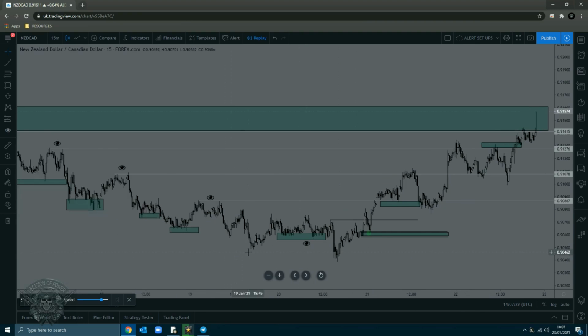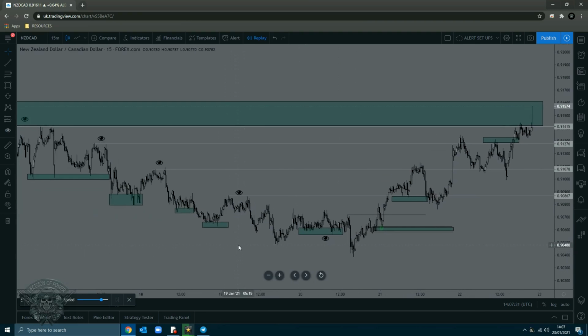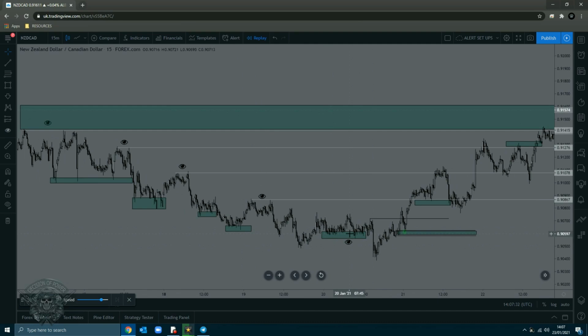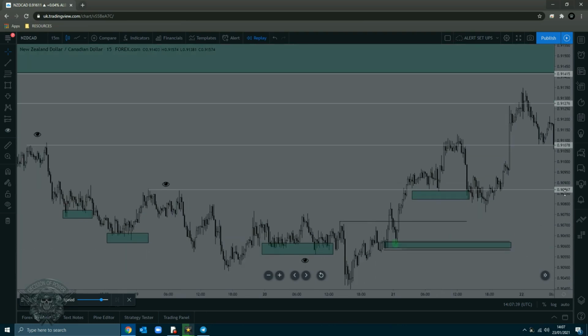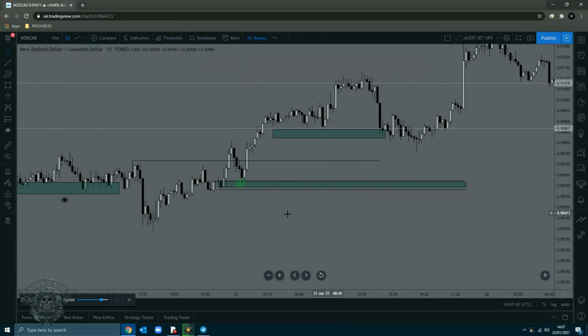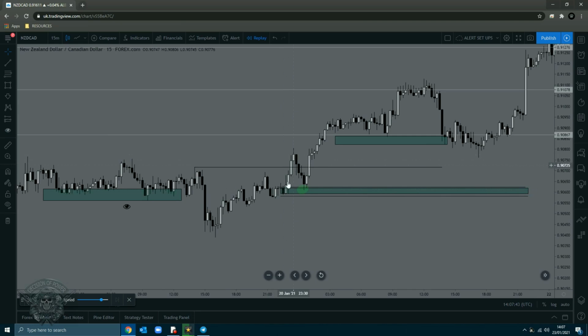Again, this is just another example of the setup. Equal lows, run through, rejection, break of structure, retest. And like I said, I always like to see the structure before the break. So we had this high here, and there was a down candle there that caused the move up.